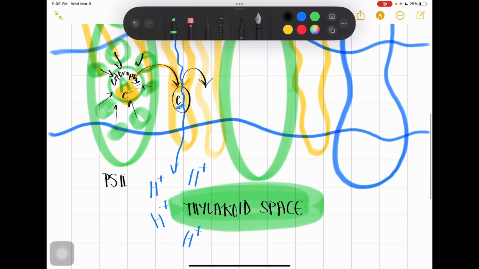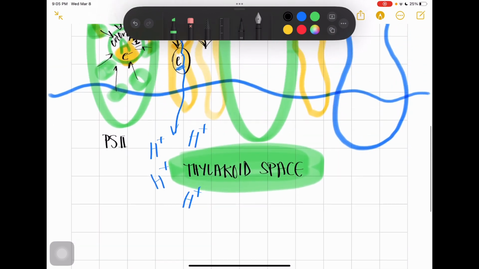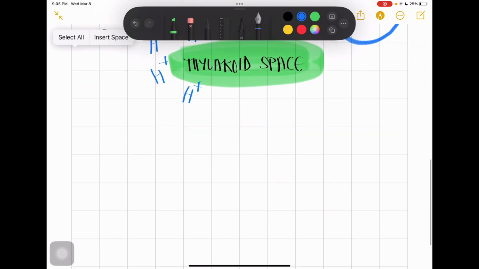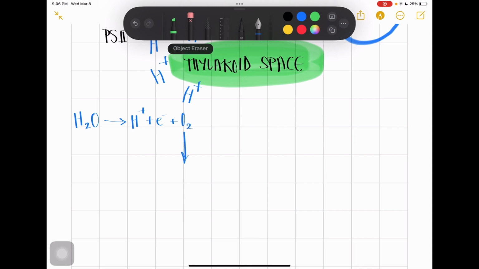However, the electron is gone from chlorophyll A in the reaction center of photosystem 2. Now, how are we going to replace this electron? We need to go back to something called the photolysis of water. So the photolysis of water is the splitting of water. That's what it literally means. It's the splitting of water into an electron, a proton, and oxygen. Oxygen is going to leave. Let's put an arrow leaving the note because we don't need it.